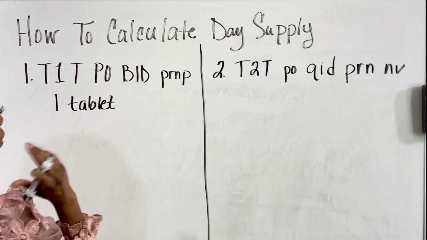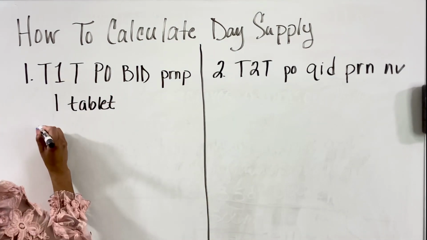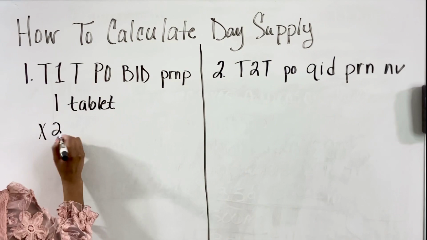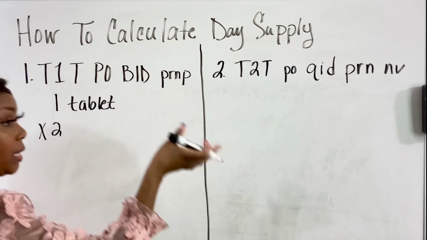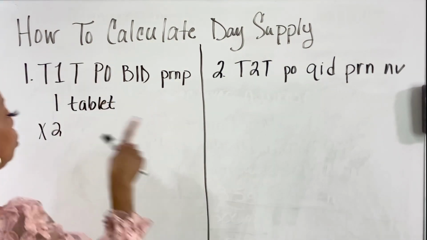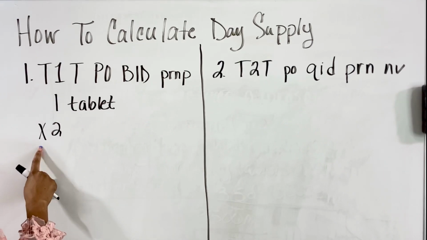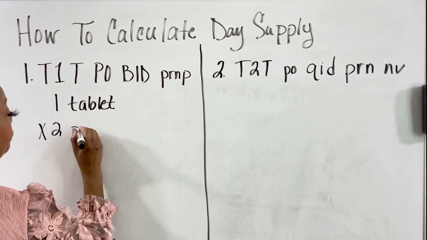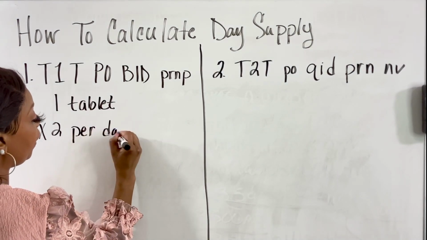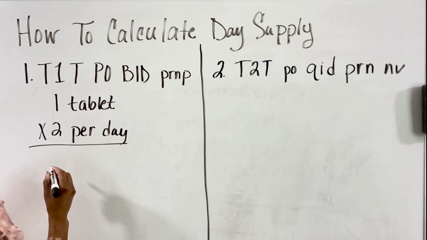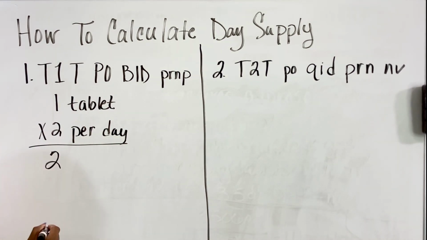This is how I want you to think of this. One tablet by mouth twice a day. So if you're taking it 2 times a day, then that's exactly what you need to think of. 2 times, multiplication. 2 times per day. All right, so that's 2 a day.